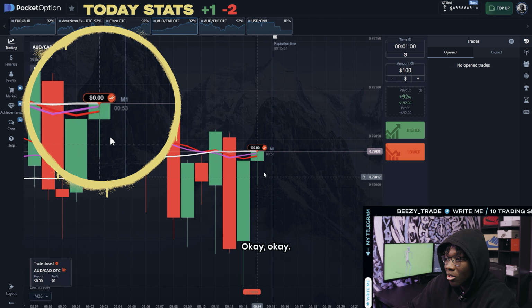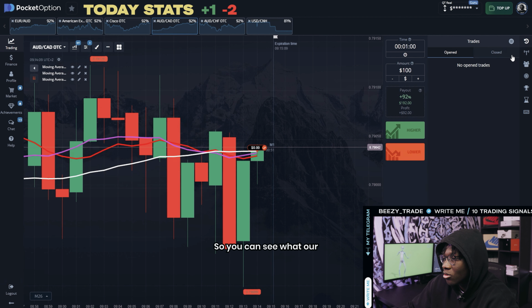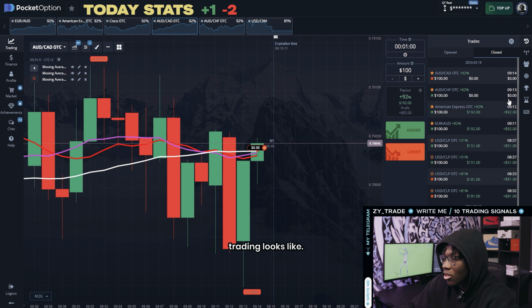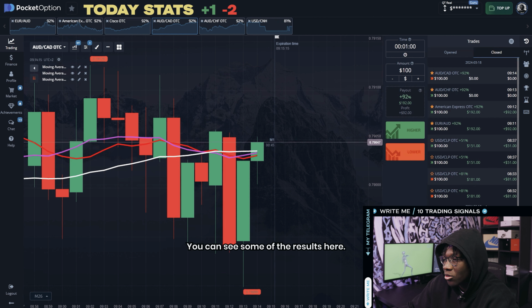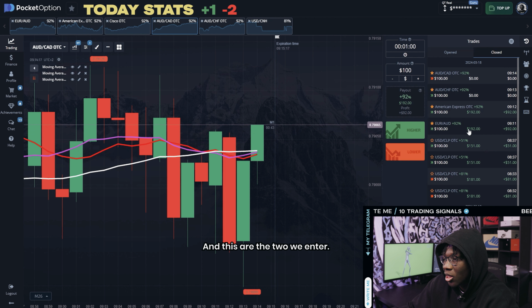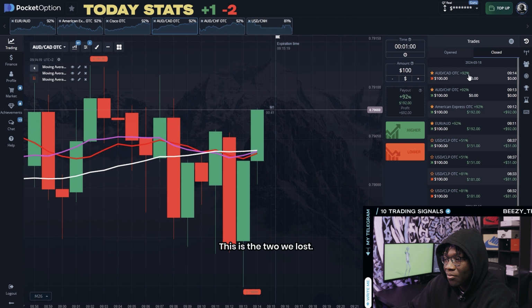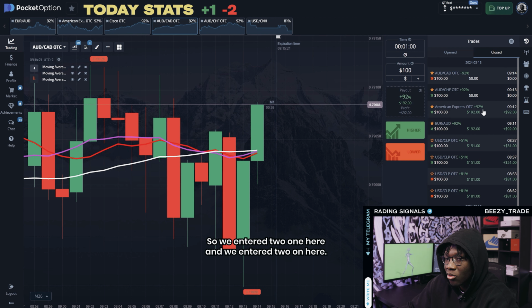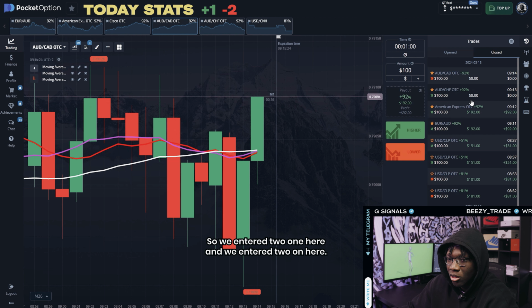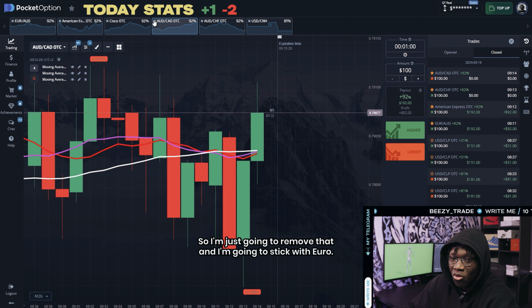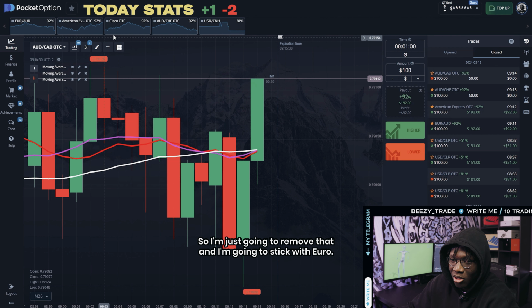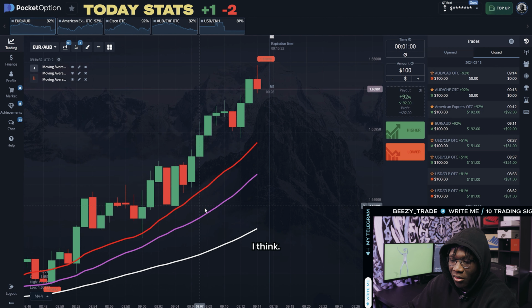Okay, so you can see what our trading looks like. Now, I've tried this strategy before. Today you can see some of the results here. These are the two we entered today, and these are the two that we lost. So we entered 2 on here, and we entered 2 on here. What I'm going to think is that this market is a little bit too volatile, so I'm just going to remove that. And I'm going to stick with Euro AUD, I think.